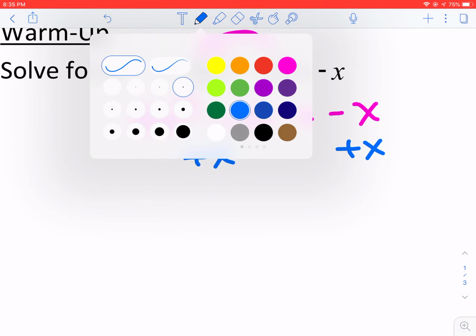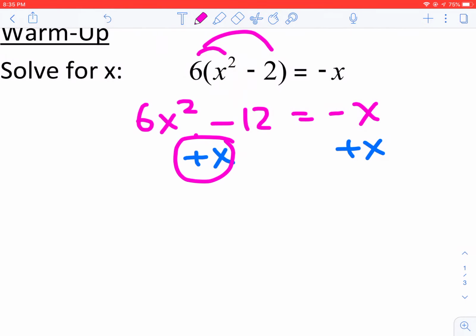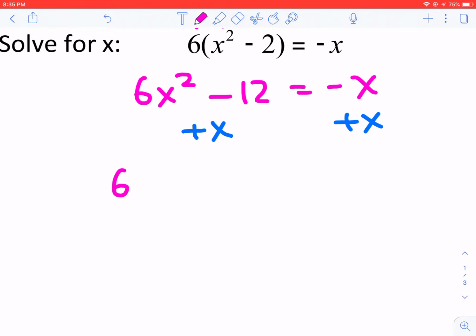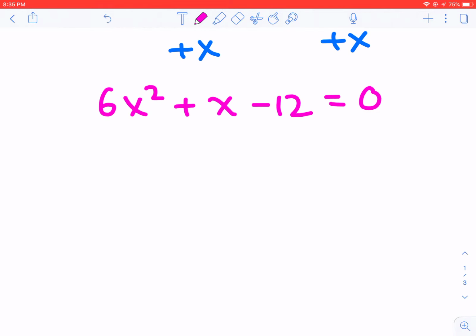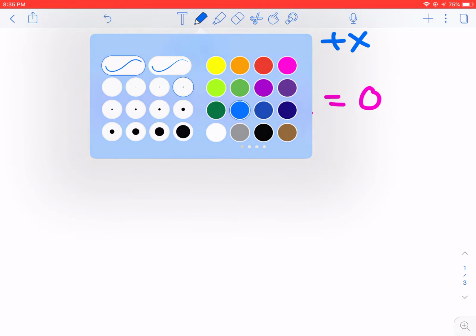I'm putting this x over here because I know that's going to be the middle term. There's no like terms that I can add the x to. So that becomes 6x squared plus x minus 12 equals 0. And now I need to factor this to solve. So that was step 1, getting it into standard form and equal to 0. Step 2, we're going to solve this by factoring.